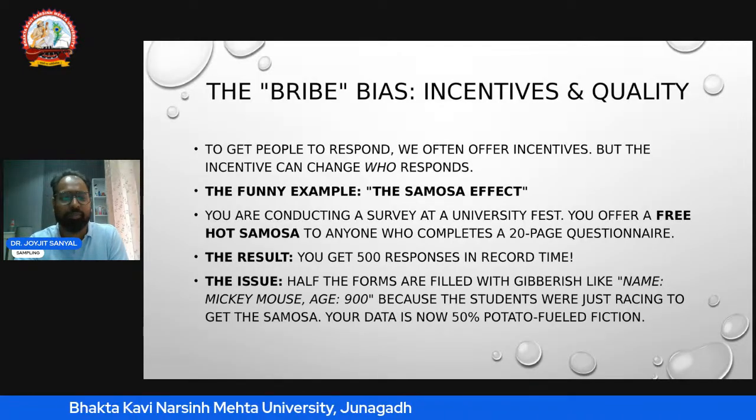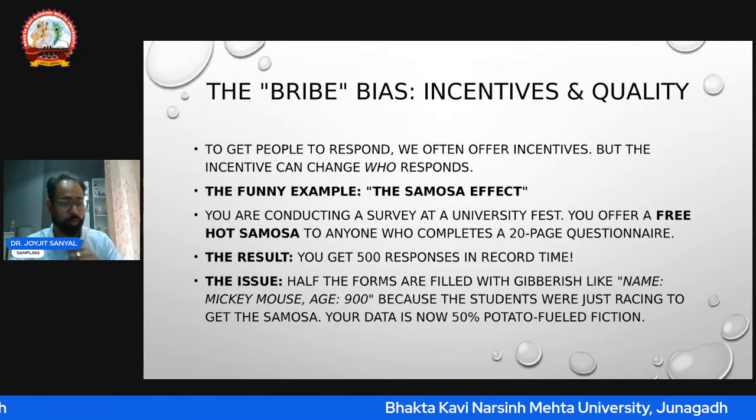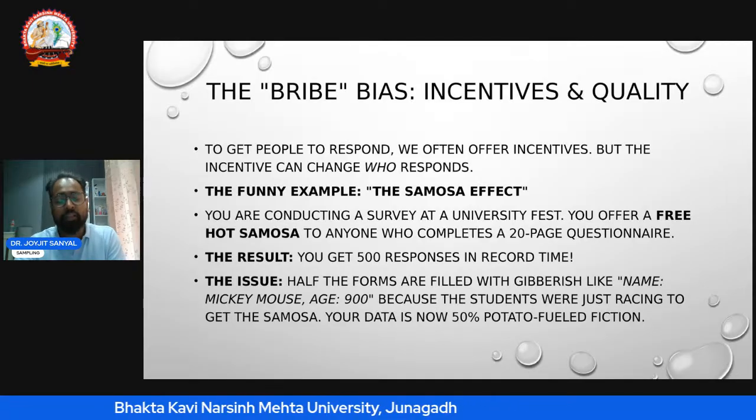We are very famous over here for samosa. West Bengal is known for samosa. In fact, samosa is something which is loved by the entire India, if I'm not wrong. So you are conducting a survey at a university fest. So what are you offering?